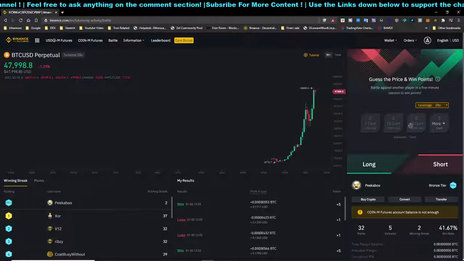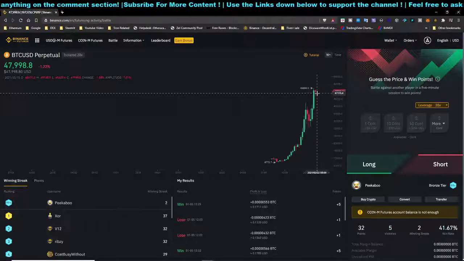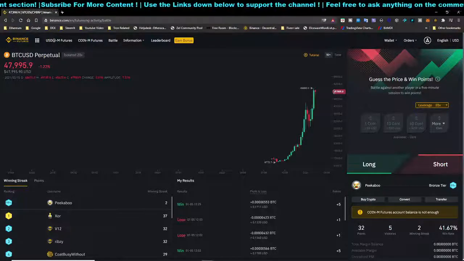If the price of Bitcoin goes in your favorable direction, which is long, and hits a certain price, you win the game. You will get a ranking, and you can see the victories, the winning streak and so on.